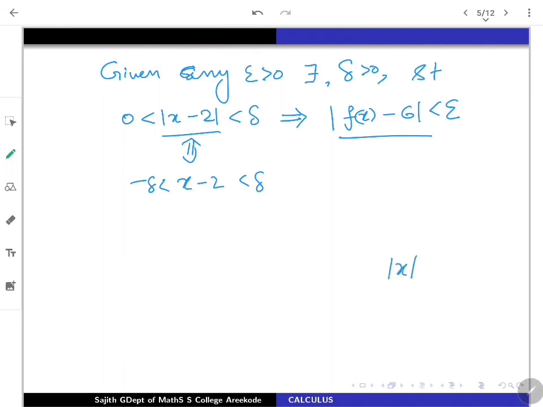See, mod x is less than k. If you don't want this modulus sign, this is equivalently x is in between minus k and plus k. So mod x minus 2 less than delta, if and only if minus delta less than x minus 2 less than delta. This precisely says, just adding 2 everywhere, 2 minus delta less than x less than 2 plus delta.